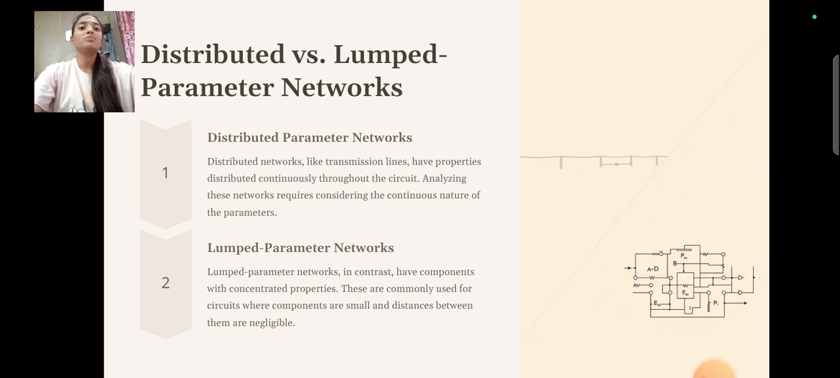Distributed versus lumped parameter networks. Distributed networks, like transmission lines, have properties distributed continuously throughout the circuit. Analyzing these networks requires considering the continuous nature of the parameters. Lumped parameter networks have components with concentrated properties. These are commonly used for circuits where components are small and the distances between them are negligible.